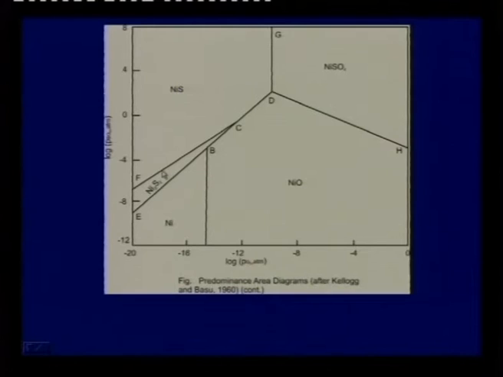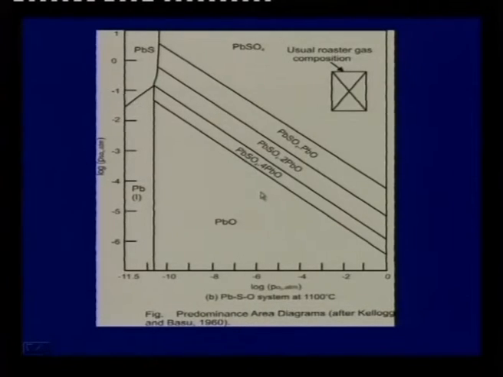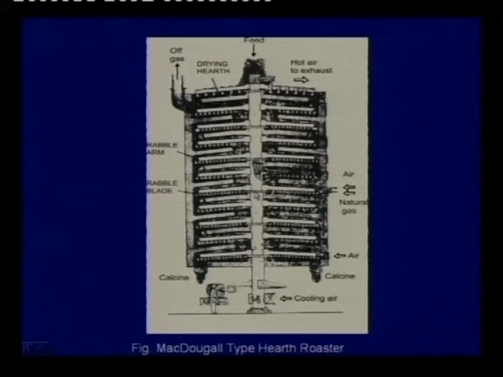Then I have discussed the predominance area diagrams that show which phases will be stable under different conditions of PSO2 and log PO2. Starting with a sulfide, we can make the sulfate, we can make the oxide, we can make a lower sulfide, we can make the metal, all depending on the phase stabilities. And I have also indicated how we can draw these diagrams by taking into account different reactions.